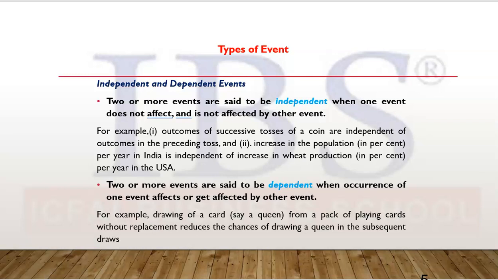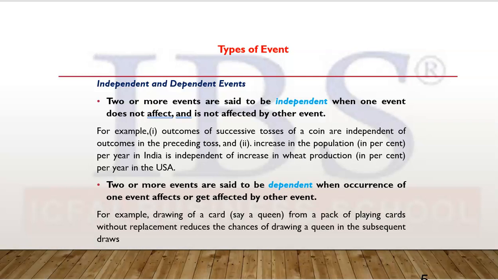Dependent events are when the outcome of one is related to the other. Suppose you draw a card from a pack of cards, and the first one is a queen. Now if you do not replace it in the pack, then the probability of a subsequent queen will be different from the first queen, naturally, because one queen is now out of the pack. So these are what dependent and independent events are.